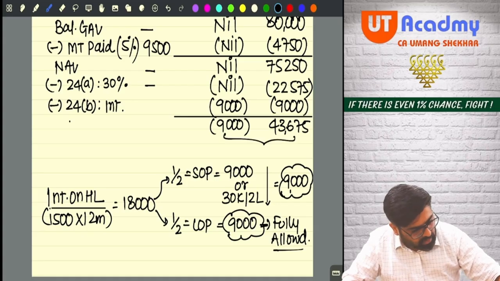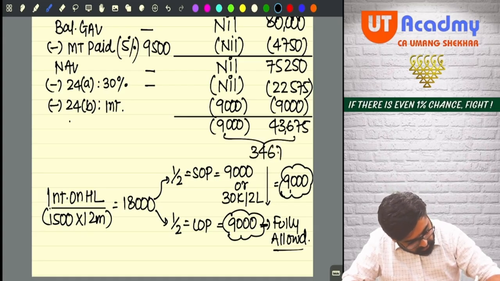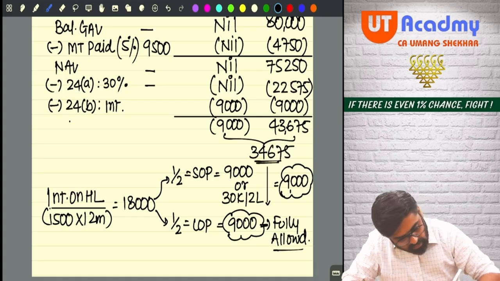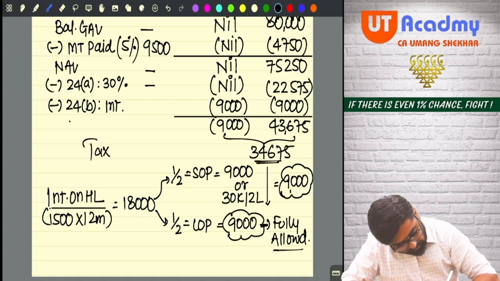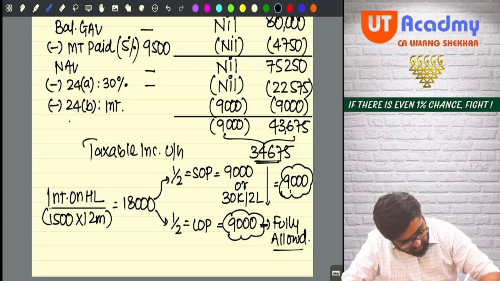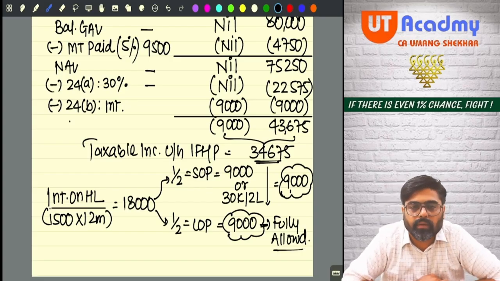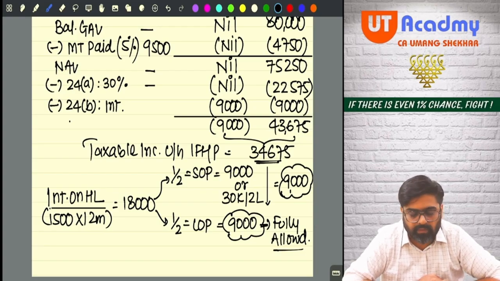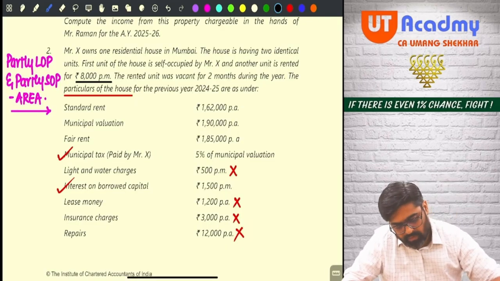What will be the total? It will be 34,675. This is my taxable income under the head income from house property. Done? Very difficult question or easy? Okay, very good. Come on.